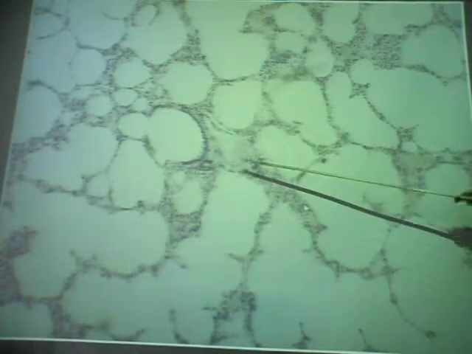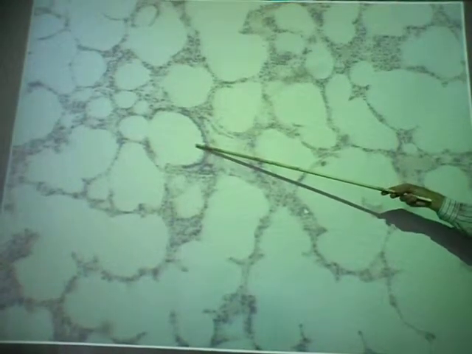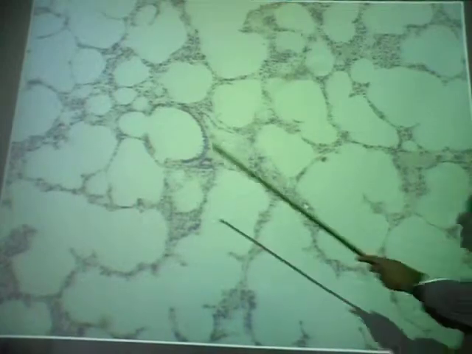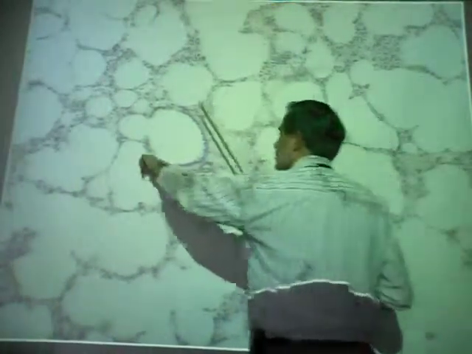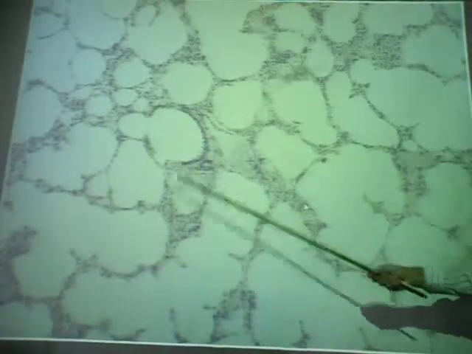How about this thing right here? What's this? Respiratory bronchiole, pretty obvious. Here's the wall, looks like it's disrupted. You got simple squamous, one obviously right there. Respiratory bronchiole. You're going to have a lot of respiratory bronchioles.